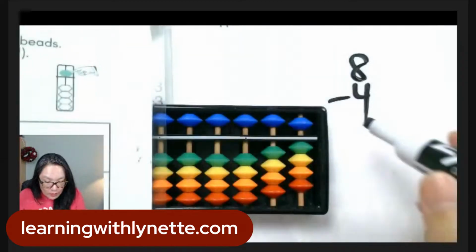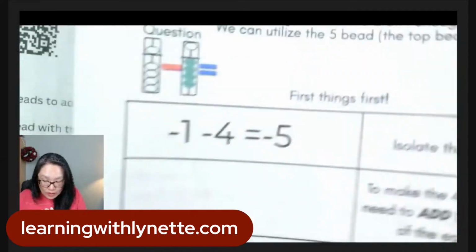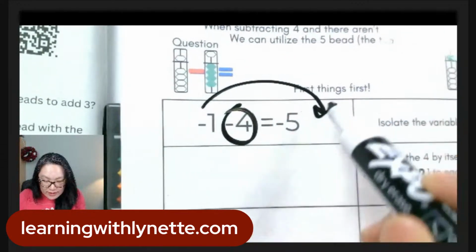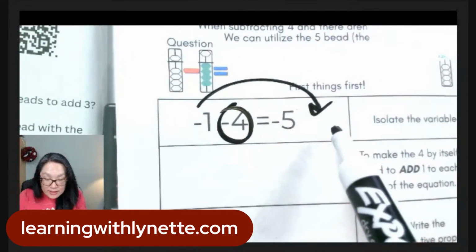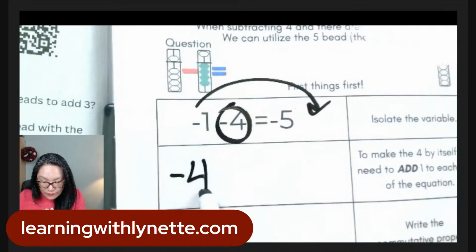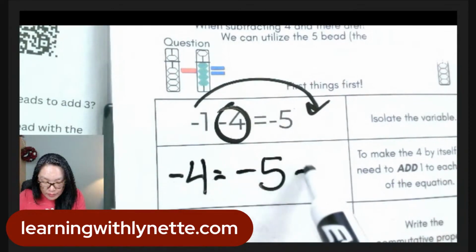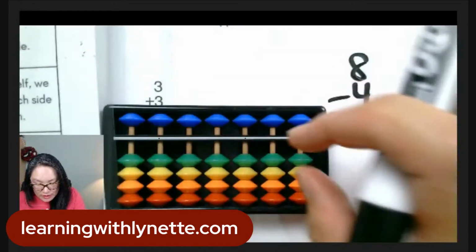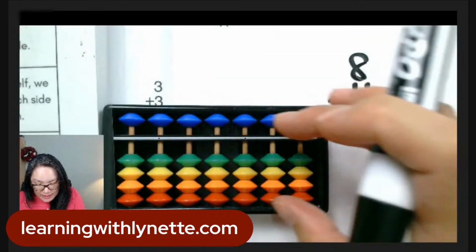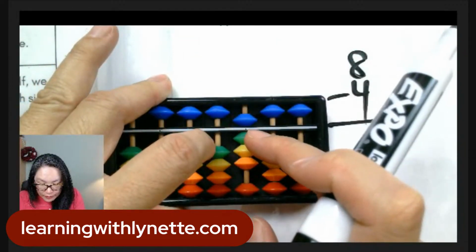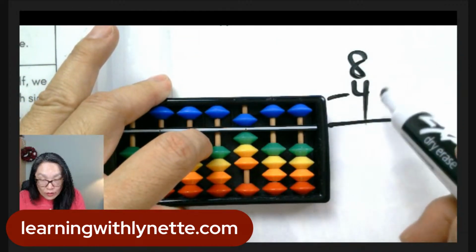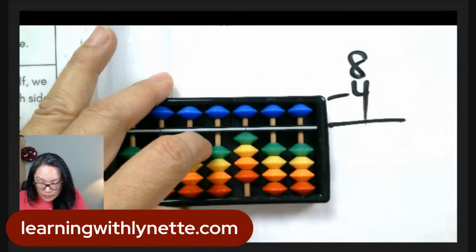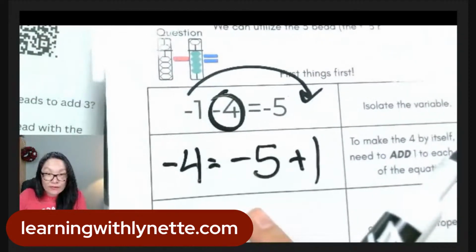So right here, my question is minus the 4. 8 - 4. So here I'm going to isolate the variable and I'm going to move this to this side. So when I move the 1 to this side, it's going to be a plus. Minus the 4 is equal to minus the 5 plus the 1. Why are we going to do that? The reason why is because you'll see I don't have enough beats to take away the 4. I only have 3 beats to take away. I need to take away the 4. So what I do is I have the 5 to exchange. I could do minus the 5 plus the 1. That's what I just did. Minus the 5 plus the 1.